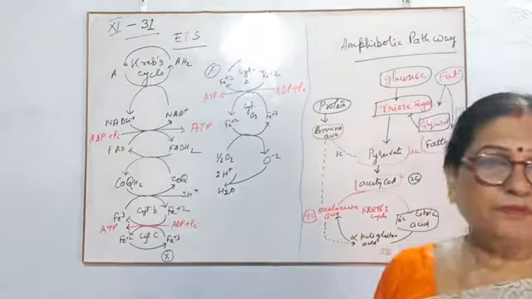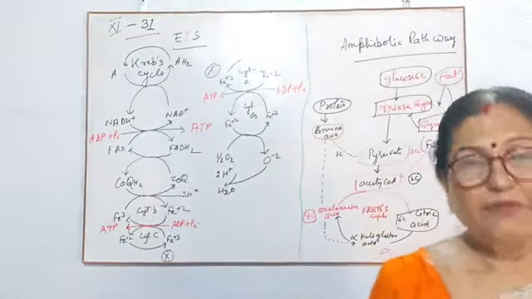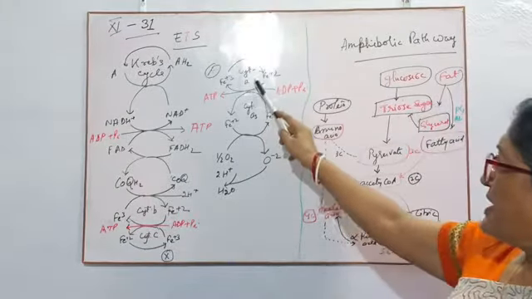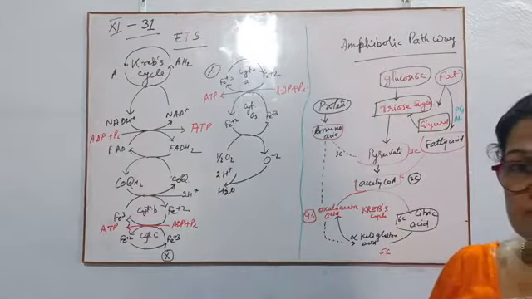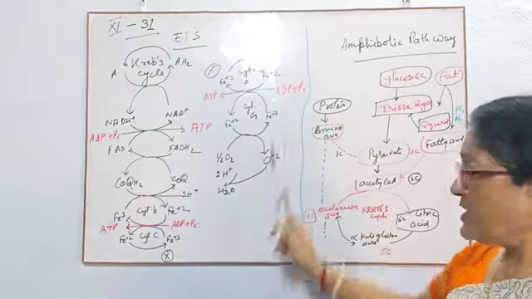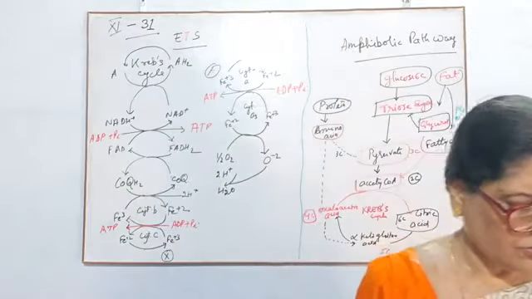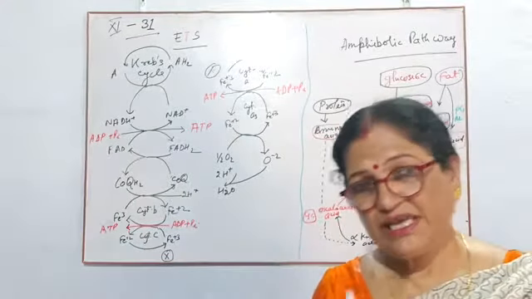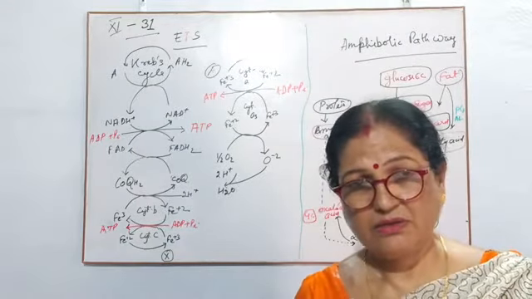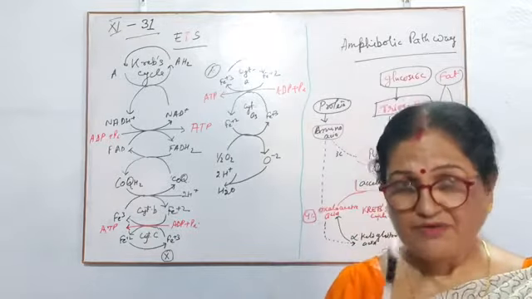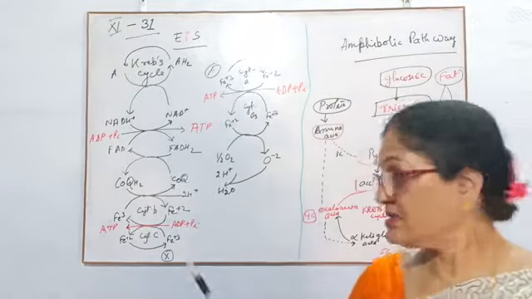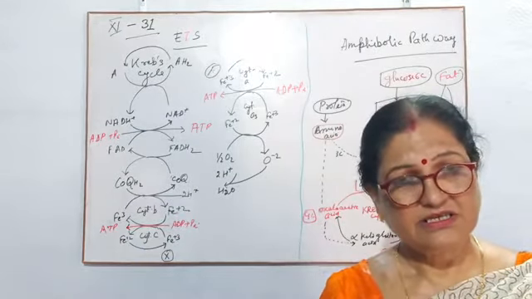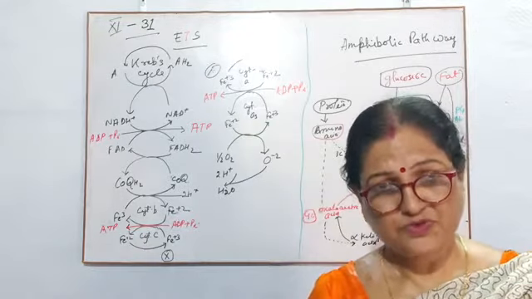Then some pigments are also used here, the cytochromes. See here, cytochrome B, cytochrome C, cytochrome A, cytochrome A3, that means a type of A. These cytochrome pigments are present in the mitochondria, and in the mitochondria there are F1 particles. So in that F1 particle it goes on. This is the ETS system, or electron transport system.